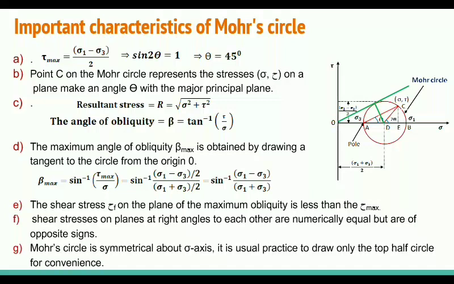Mohr circle is symmetrical about the sigma axis, so it is usual practice to draw only the top half of the circle for convenience. If you look at this figure, the Mohr circle is symmetric about the sigma axis, right? So whatever the stress values we get on the top half of the circle, we will get the same on the bottom half of the Mohr circle.